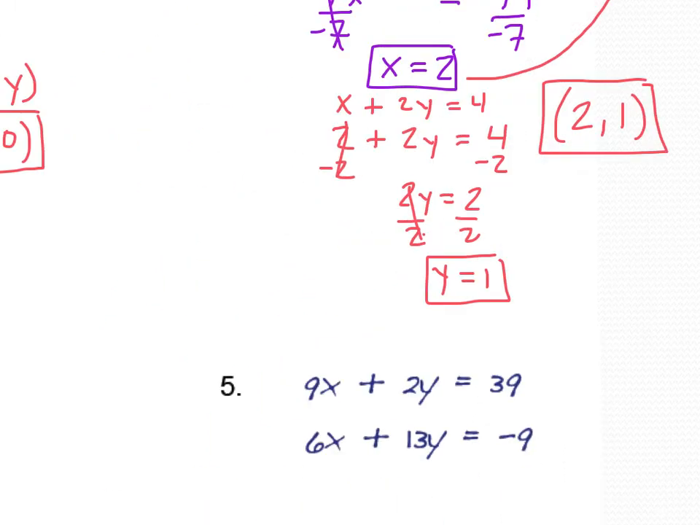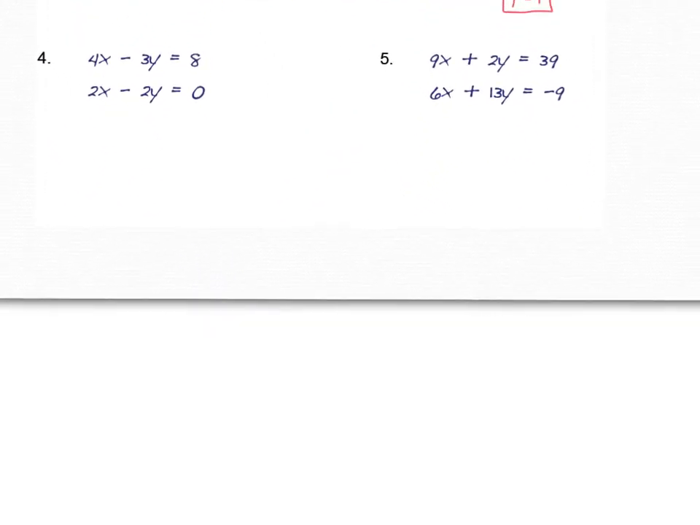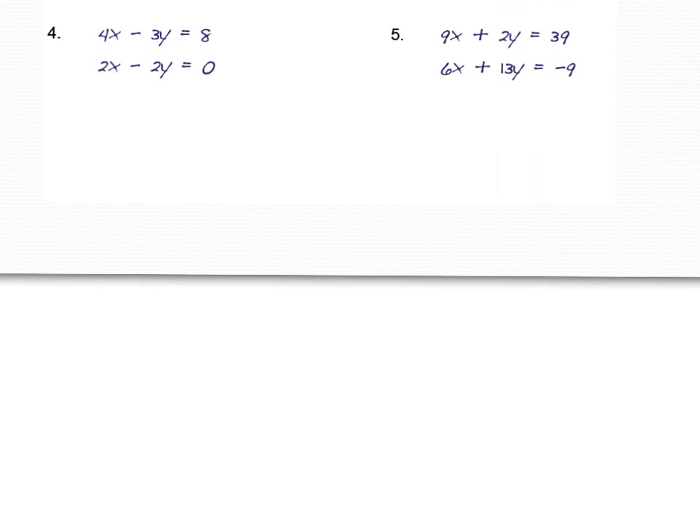All right, now I want you guys to pause and reflect and work on numbers 4 and 5. Notice the numbers 4 and 5. Okay? Number 4, I'll give you a hint. We don't have opposites. We don't have the same number nor different signs, but I want you to think, can you multiply one of the equations by some number to get things to cancel out? Same idea with number 5. All right, I want you to pause the video right here.